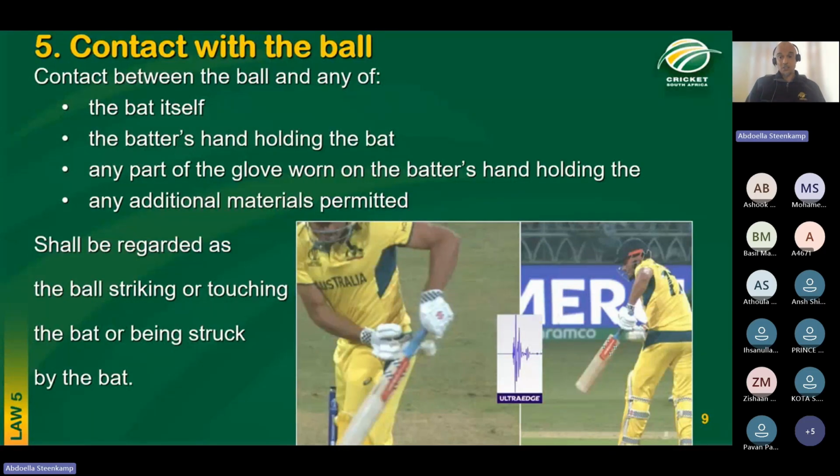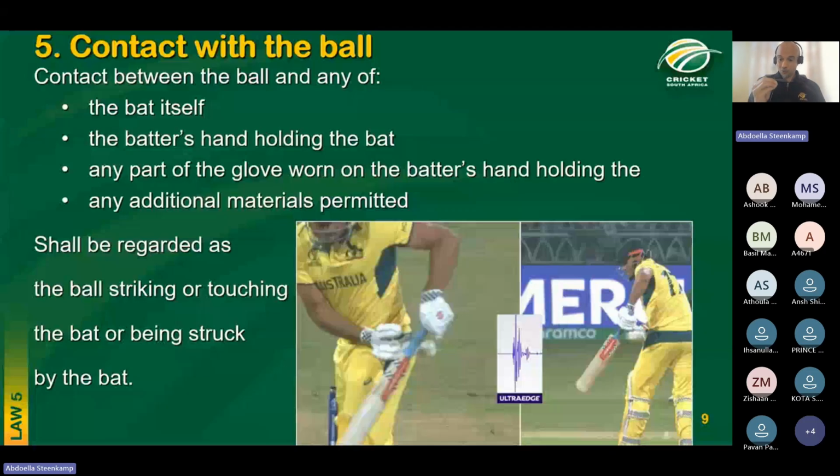This example was an ODI. So Marcus Stoinis, ball went down the leg side. If you look at the picture on the left, just focus on the right hand. Where's the right hand? If you look at both the left and right pictures, you can see that the right hand is not touching the handle, is not holding the bat. But if you look in the middle, you can see a spike. So the ball definitely touched the glove. But this was correctly given not out.